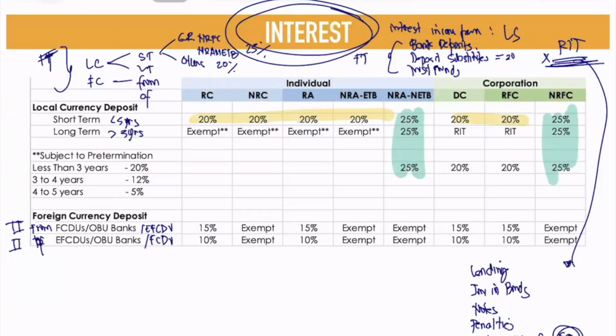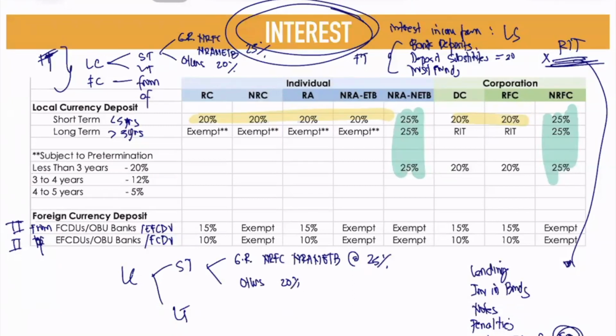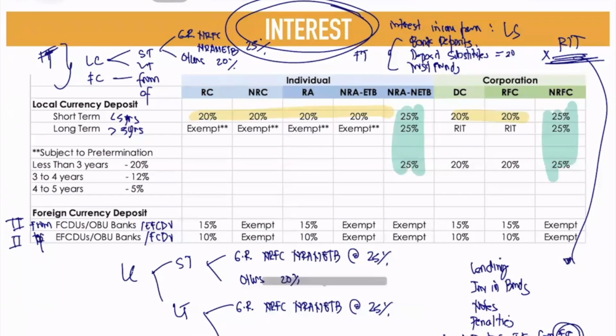Now, how about for long term, more than 5 years? So local currency, short term, long term. Short term, general rule for NRFC, NRA, and ETB at 25%. So for others now, at 20%. How about long term? For long term, you go back again to your general rule that if it is NRFC, NRA, and ETB, 25%.